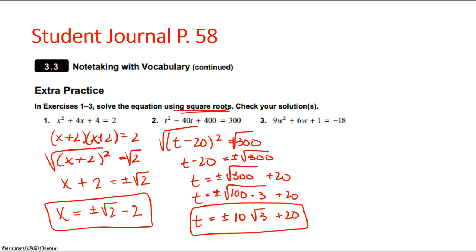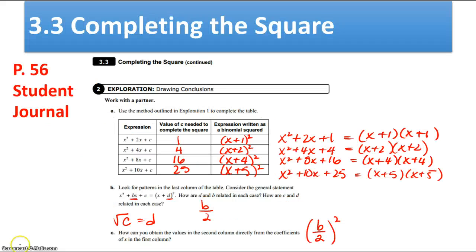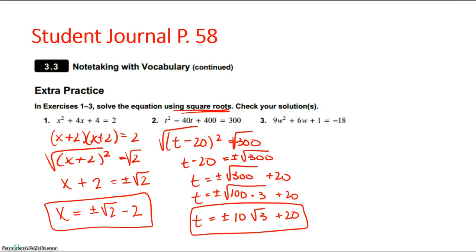So let's do it again. Notice that number 3 is a perfect square trinomial. The square root of 9 is 3w. The square root of 1 is 1, squared equals negative 18. Okay, I square root both sides. I get 3w plus 1.